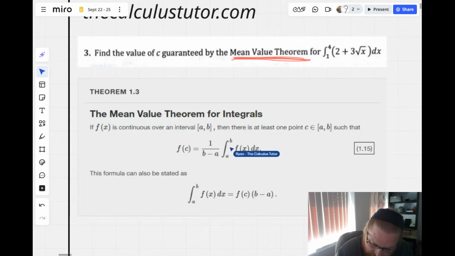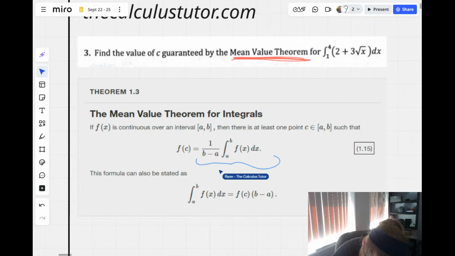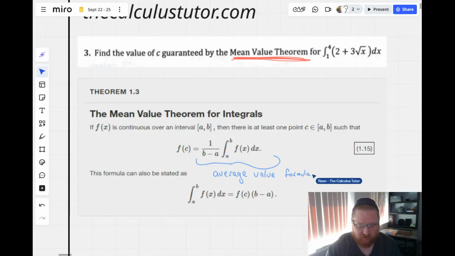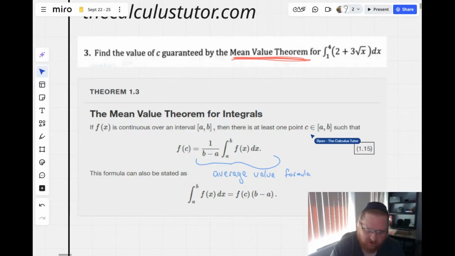Notice a and b here, a and b here. So let's label this right here. This is the average value formula. As we talked about, there is a way to find the average value of a function. This is it. To break this down, b minus a, that's how wide the interval is, right? If a is 2 and b is 5, that's an interval of size 3. 5 minus 2 is 3. They're 3 away from each other. So that's all this is.